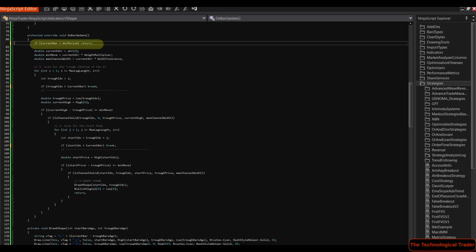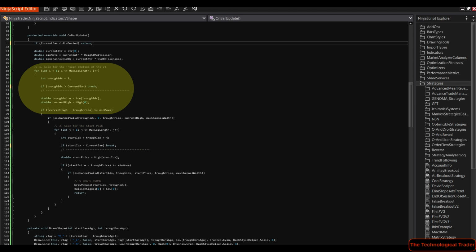First, the script does a quick safety check to ensure we have enough data for the ATR. Then, it calculates our 2 key thresholds, the min move, which is the minimum vertical distance required for a V, and the max channel width, which is that corridor we talked about earlier. The logic then works in 2 main steps. 1. Scanning for the trough.